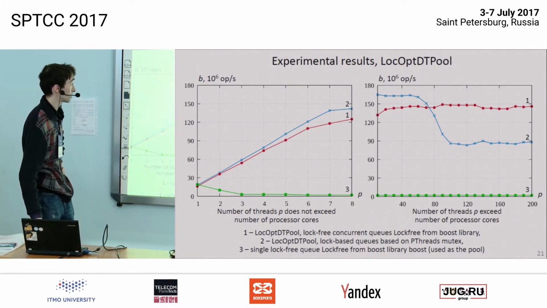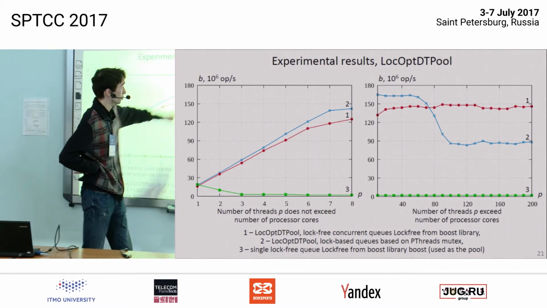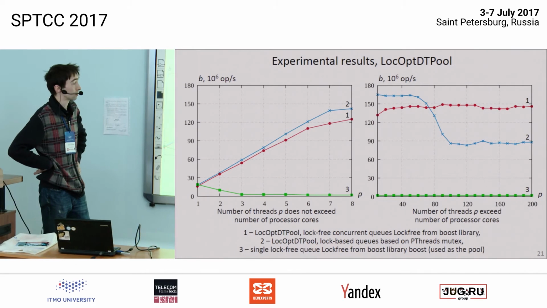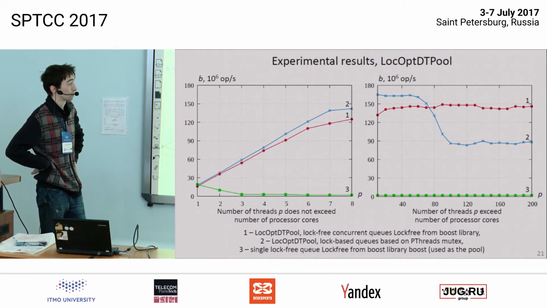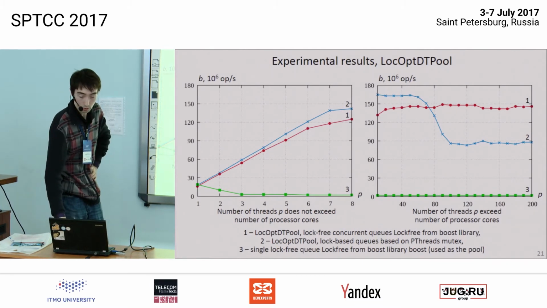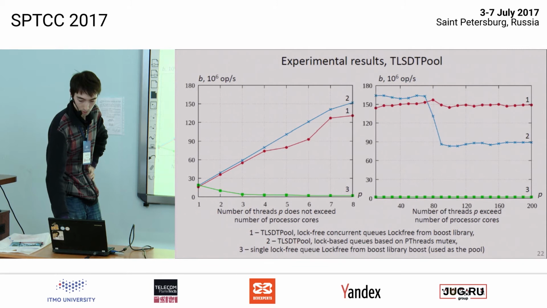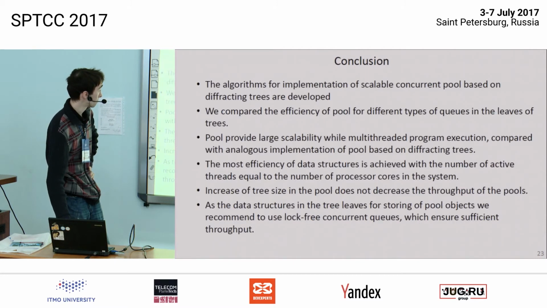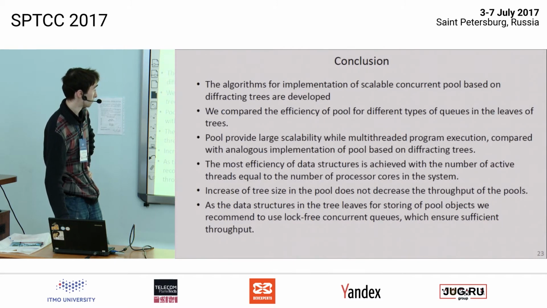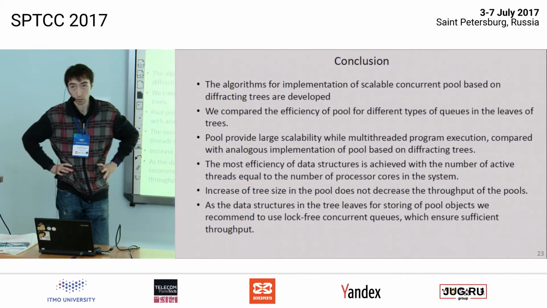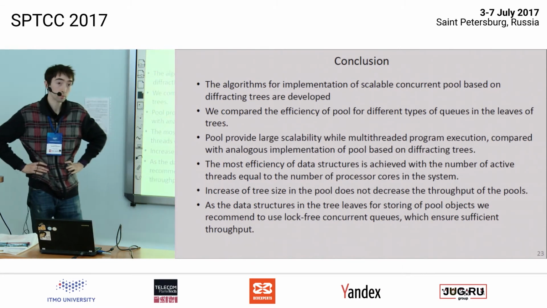And we can see that using a lock-free concurrent queue, we can maximize throughput compared with a lock-based pool. And for the other version of the pool, the result is the same. So this is a variant of a pool based on a diffracting tree.